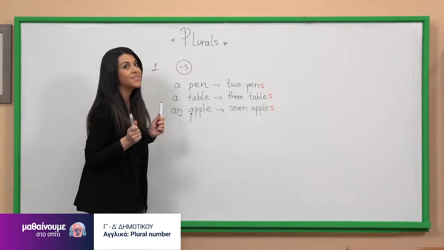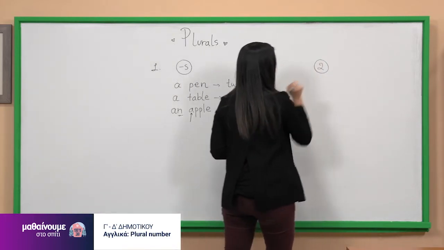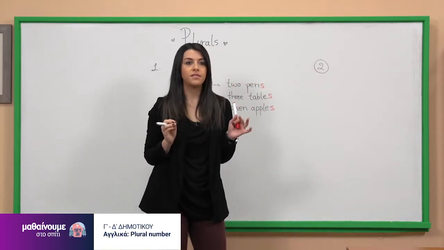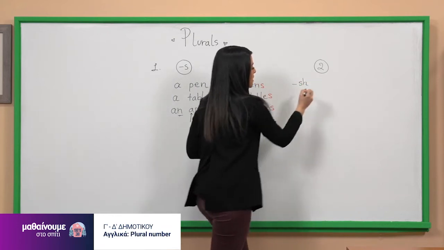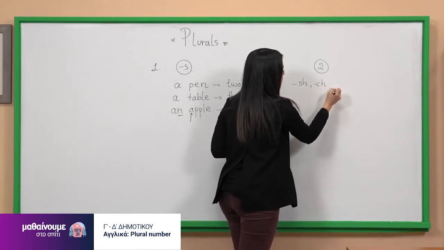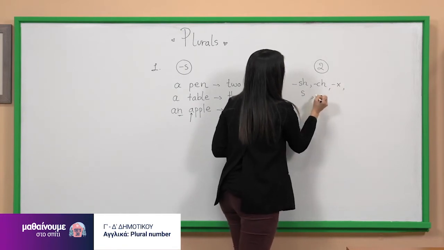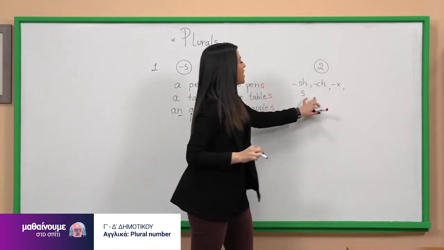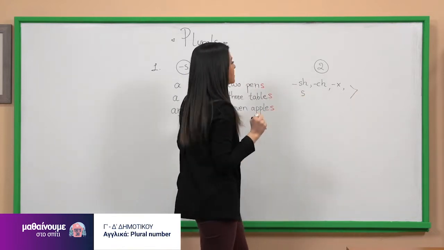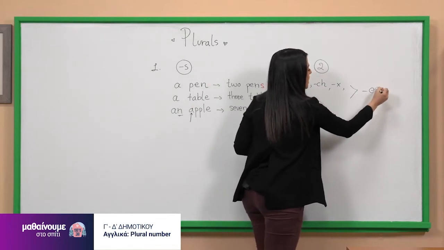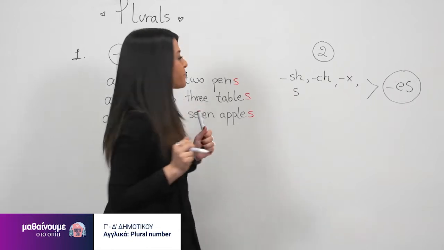Now, let's go to the second one, okay? The second rule. When the noun ends in SH, CH, X, and S, okay, I will add the other one later. What do we do? We put in the end not only S, but ES. Okay, let's see some examples.